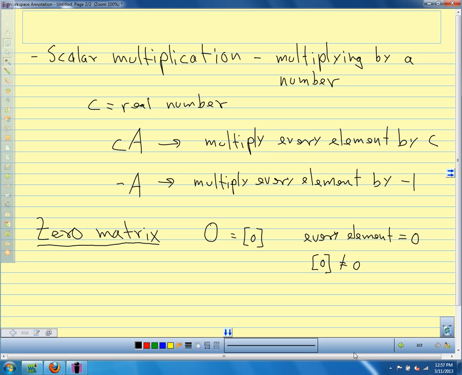So now that we know a little bit about adding, scalar multiplication and the zero matrix, we can talk about some of the properties of matrix arithmetic.